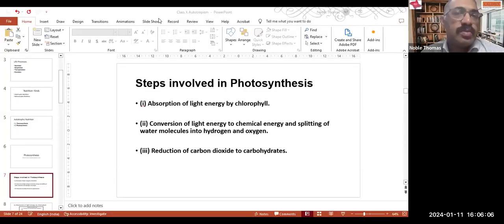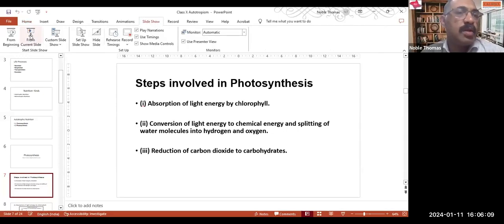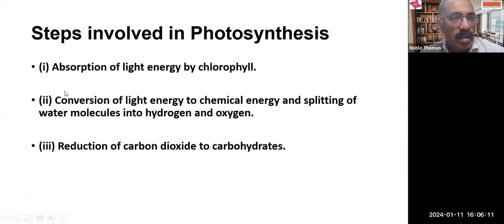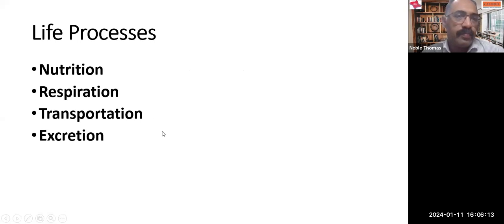Okay. The first portion related to this chapter is nutrition. Nutrition is found both in plants as well as in animals. Let us start with a quick revision through the plants. The few points are noted down. In the life processes chapter, there are four major portions: nutrition, respiration, transportation, and excretion.